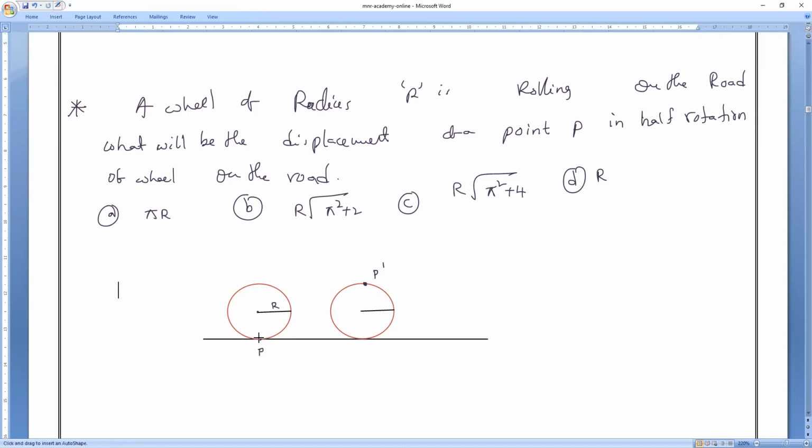Shortest path between the initial point and the final point. Understand, Laksha? Yes, that is it. Next, I want the displacement, so that is the displacement. So what is the displacement here? P and P dash. P and P dash is my displacement, which is equal to, how to find it?